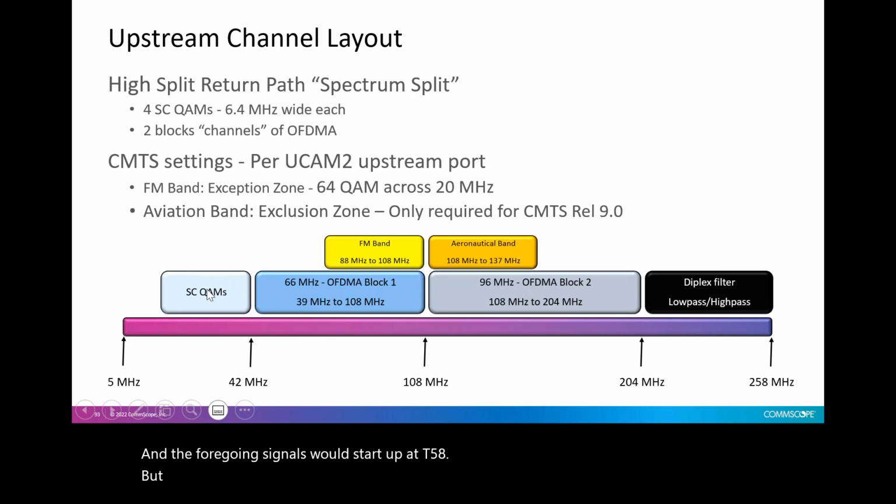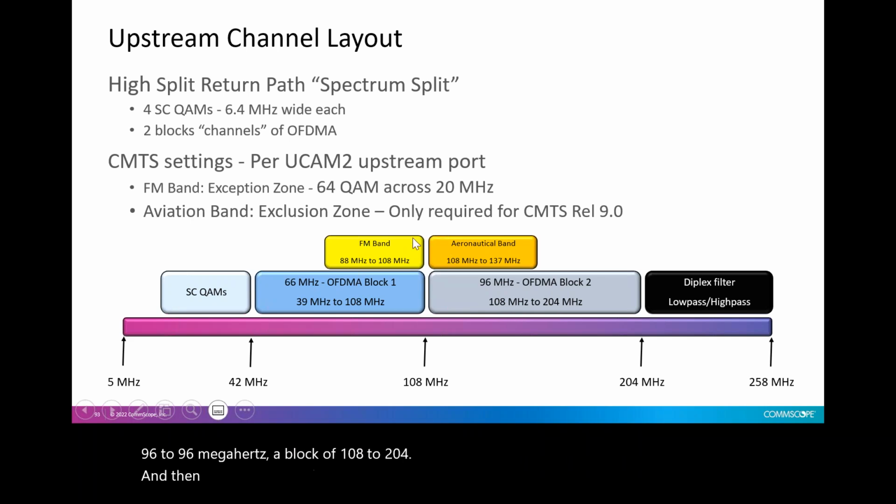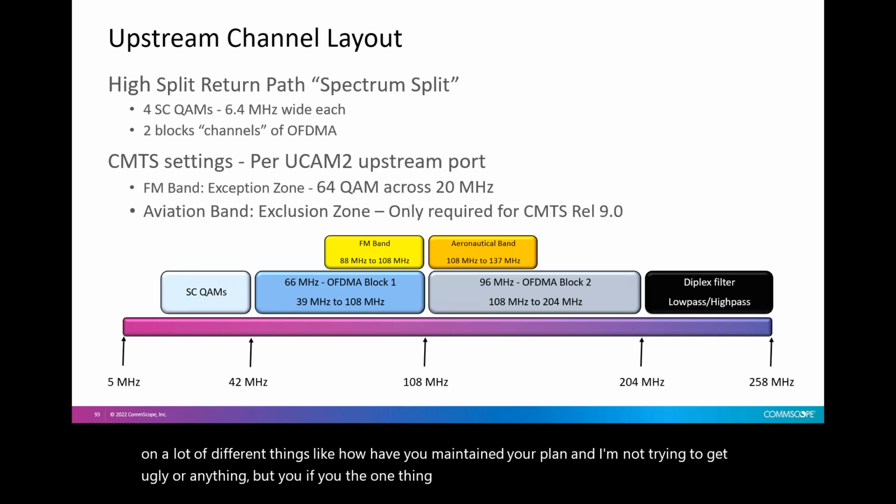But here it shows some SQAMs, some OFDM. Block 1 is 39 to 108, and here's another block of 96 megahertz, a block of 108 to 204. And then there are what they call exception zones that they drop in. That's based on a lot of different things, like how well you have maintained your plant.